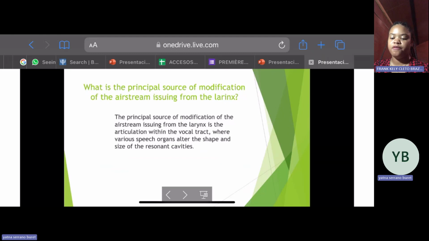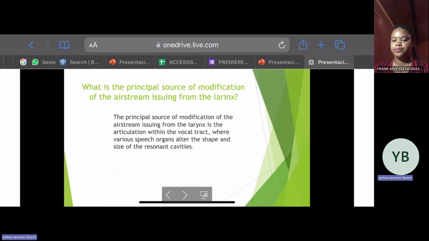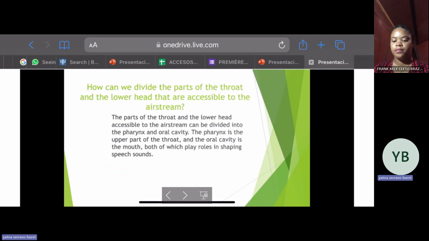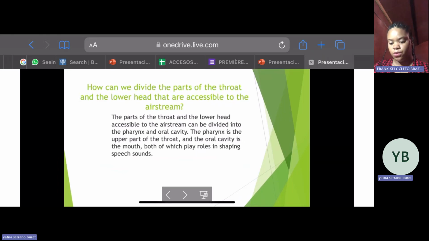The principal source of modification of the airstream issuing from the larynx is the articulation within the vocal tract, where various speech organs alter the shape and size of the resonant cavity. The part of the throat and the lower head accessible to the airstream can be divided into the pharynx and the oral cavity. The pharynx is the upper part of the throat, and the oral cavity is the mouth, both of which play roles in shaping speech sounds.